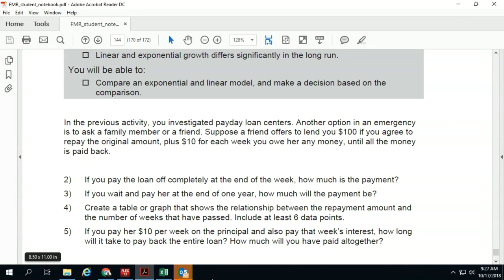Create a table or graph that shows the relationship between the repayment amount and the number of weeks that have passed. Include at least 10 data points. Number 5 is a little bit different. If you pay her $10 per week on the principal and also pay that week's interest, how long will it take to pay back the entire loan? So figure all of those questions and let's see if we can come up with a total for that. Okay?